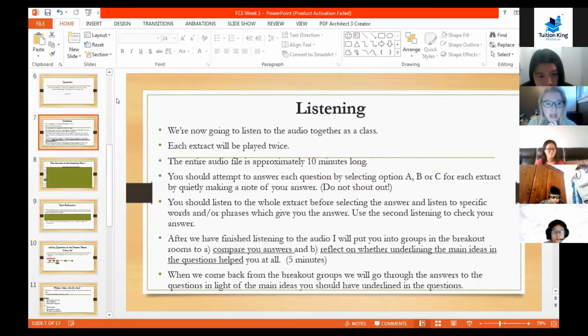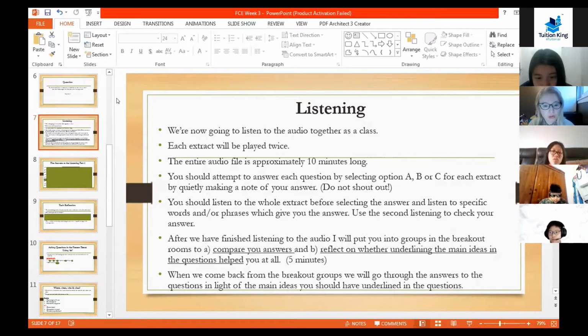Okay, so as a class together in the main room, we are going to listen to the actual audio file. This is an example of what part one of the listening exam would really be like, so it's very good to get this practice in. As I mentioned, each extract will be played twice. First time round, try to listen for the answer. The second time it's played, use the opportunity to check your answer.